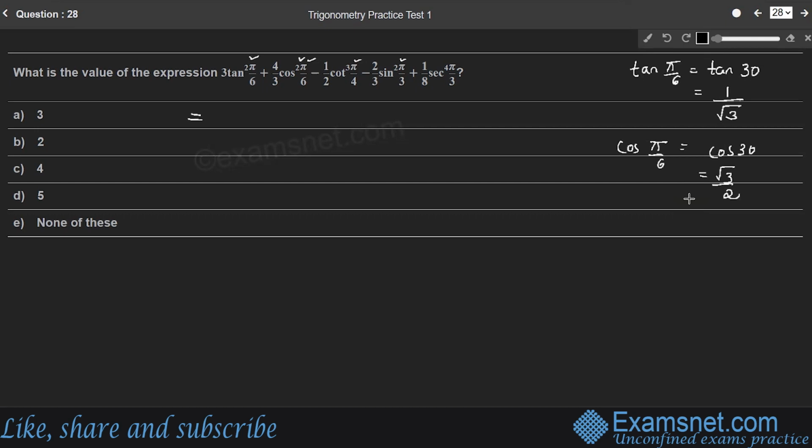Then cot pi by 4 means cot of 45 degrees. Cot 45 is the inverse of tan 45. Since tan 45 is 1, cot 45 is also 1. Next comes sin pi by 3, which means sine of 60 degrees. Sin 60 is the same as cos 30, so sin 60 is also root 3 by 2.